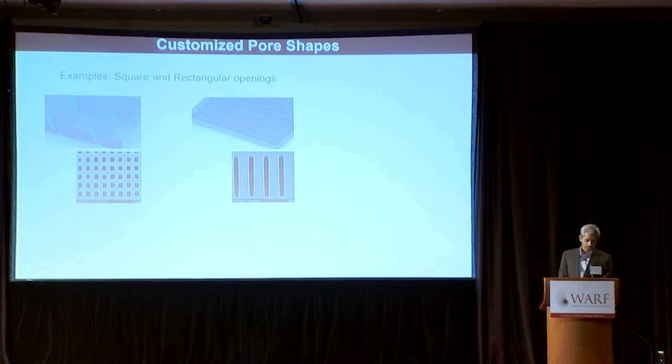So for instance, we can make submicron square openings, like the picture on the left indicates, with really high tolerances, few nanometer tolerances on the size of these openings. But we can also, for instance, make rectangular slots. And if you look at the picture up top, it shows you that these pores have these angled sidewalls. So you have a larger opening up top and a smaller opening at the bottom.